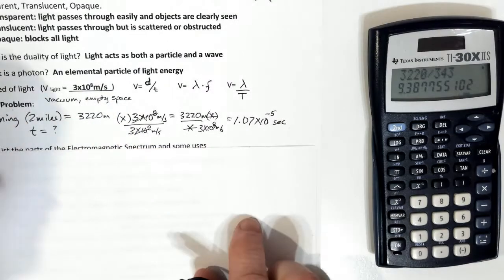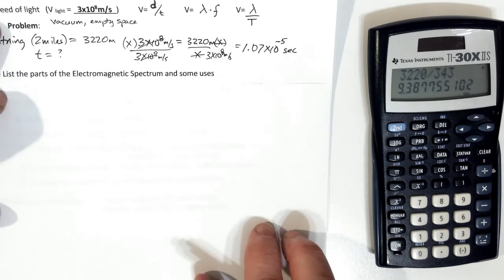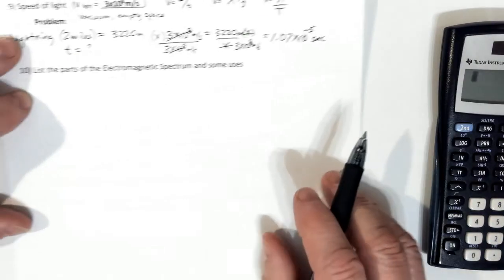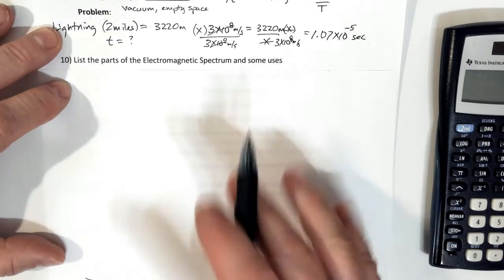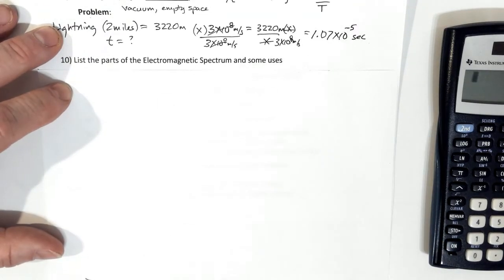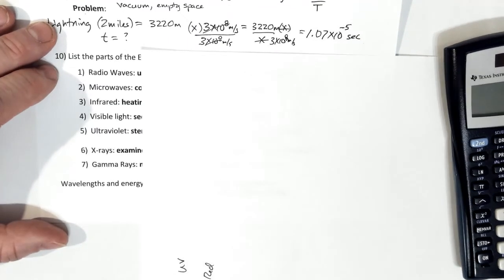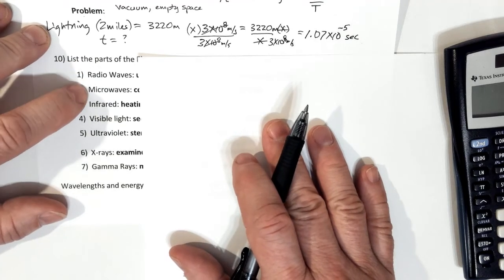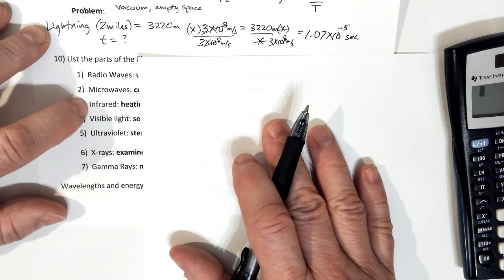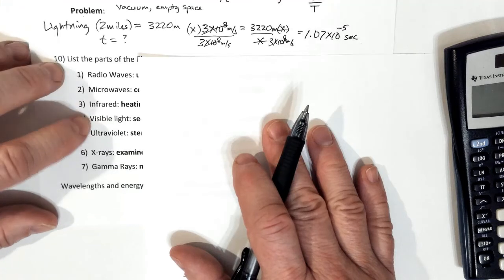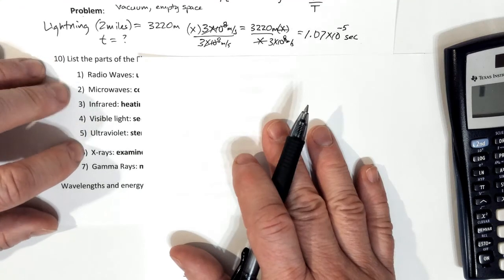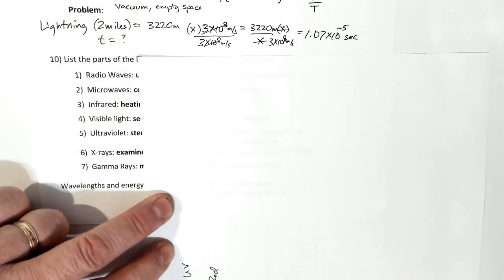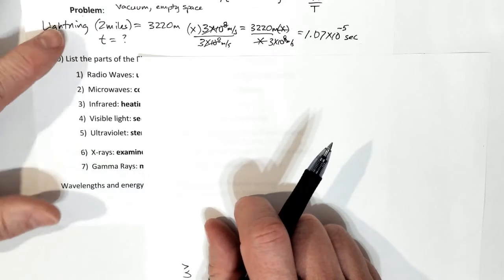Okay. Let's move on. There are different kinds of light out there. So there is light we can see, there's light we can't see. And so we want to talk about those things really quick. Okay, there are 7 categories of light. Those categories are radio waves, microwaves, infrared light, visible light, ultraviolet light, X-rays, and gamma rays.